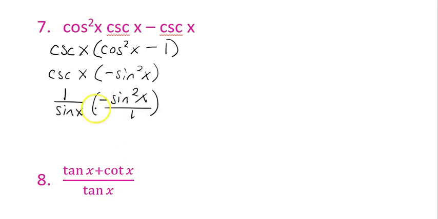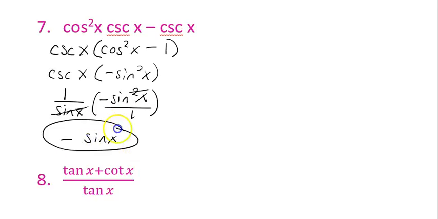And I want to do that because I'm trying to get things to cancel. And I can see that I have sine on the bottom and 2 sines on the top. So think of that squared as sine times sine. Again, I have a positive times a negative, so my answer should be negative. I can cancel this sine with one of those sines. So I like to mark out the exponent just to remind me I'm down to 1. And so my answer is negative sine x.